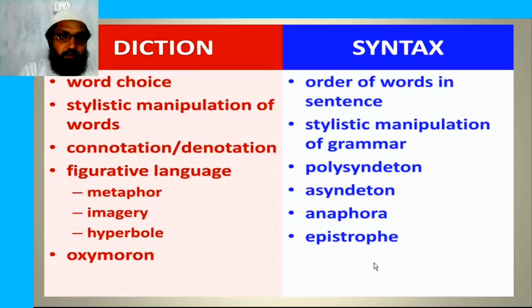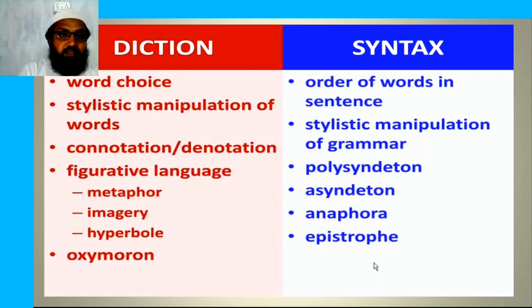So here is another thing, diction and syntax. Let us see what is diction and what is syntax. Diction is the choice of a word. Which word should be used for this sentence? That is diction. Whereas syntax is the order of words in a sentence. So we are having differences. Diction deals with word choice, whereas syntax deals with the order of words in a sentence.